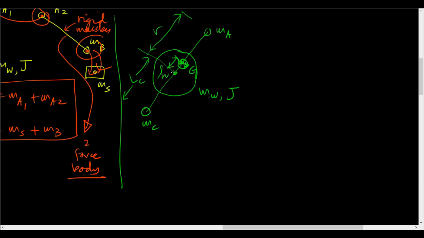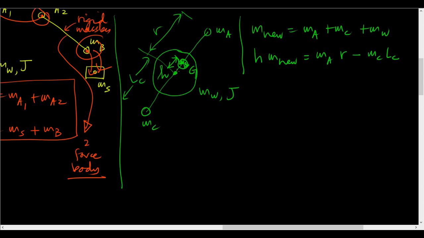Okay, all right. This body has a new mass, Mnew, equal to MA plus MC plus MW, no problem. It also has a location H. H times Mnew is equal to MA times R minus MC times LC plus 0 times MW, which I'm not writing, and this gives me H. So I've located the center of mass.